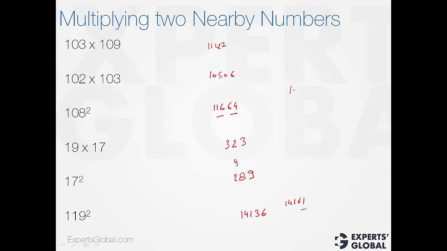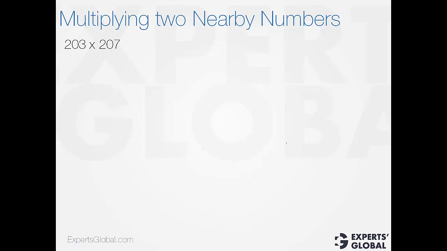Let's try one more. If it's something like 106 square, very quickly, 11236. It can be very, very fast. Now what if that first number here is not 1? The base is not 100 or 10, the base is 200 in this case. So there's a slight difference here. Everything else remains the same.